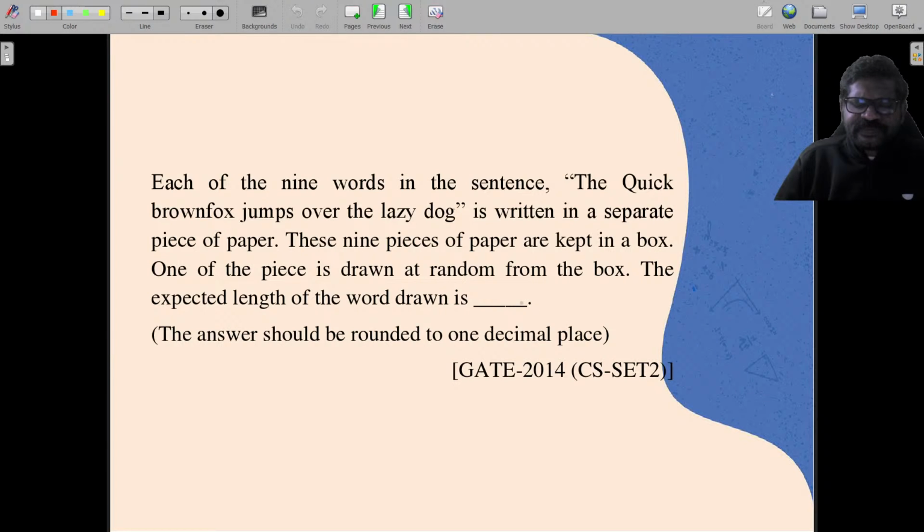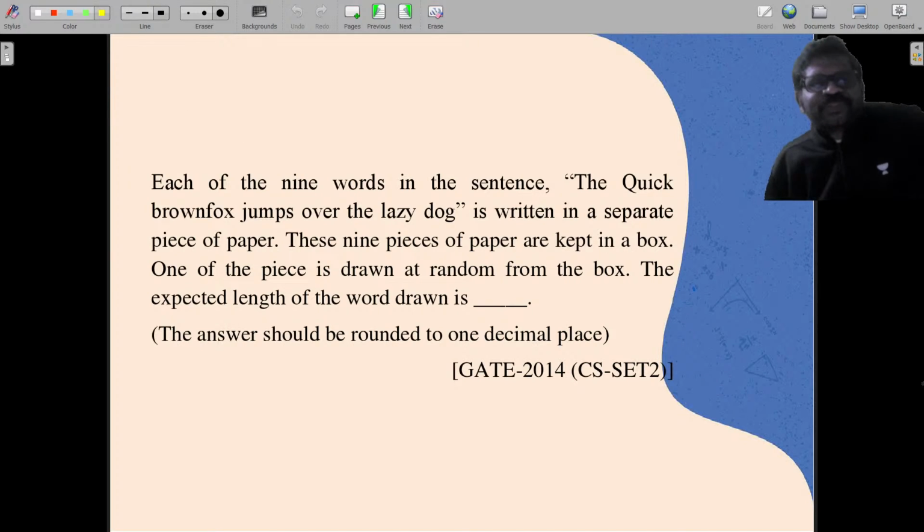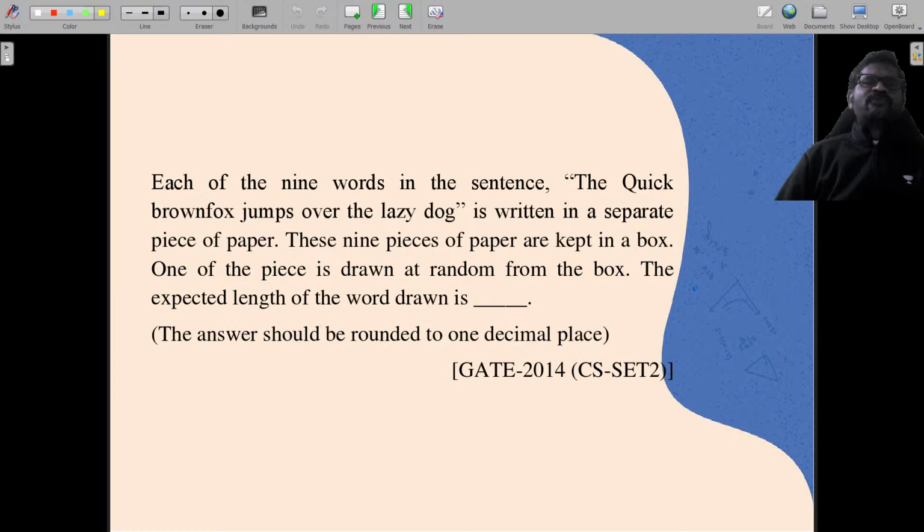Next problem. Each of the 9 words in a sentence, the quick brown fox jumps over the lazy dog, is written on a separate piece of paper. These 9 pieces are kept in a box. One of the pieces is drawn at random from the box. Then the expected length of the word drawn is.